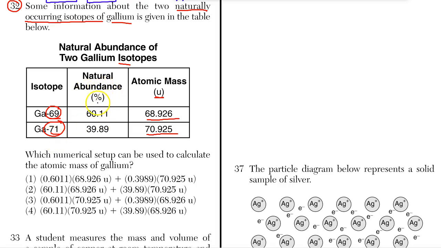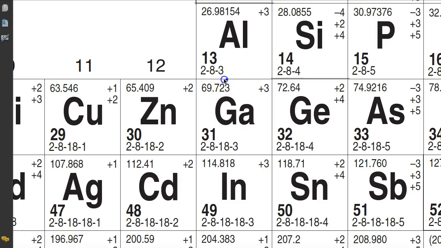Notice the percent abundance of these different isotopes in nature. Gallium-69 exists in larger quantities than gallium-71. So number 32, which numerical setup can be used to calculate the atomic mass? Now, the atomic mass of gallium that we see in the reference table, let's take a look at that for a second. Gallium here has an atomic mass of 69.723. What does that mean? That means that gallium, when you consider all of its isotopes, has that atomic mass.